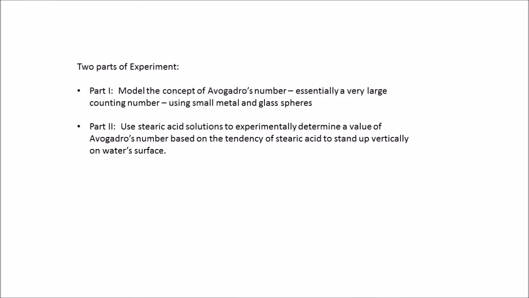There are two parts in the Avogadro's number experiment to look at. One of them is sort of an original part for us that we're going to look at modeling using things that we can see and feel, in this case, metallic and glass spheres. We'll be looking at trying to figure out something about what Avogadro's number is all about. And then we're also going to look at experimental determination of the value of Avogadro's number using stearic acid solutions. That one's been tried before. That's in the literature and seems to work pretty well. So we're going to get you set up here and see what we can figure out.